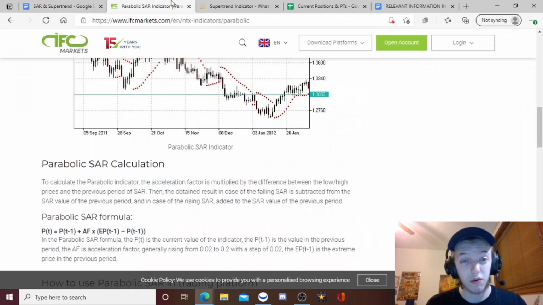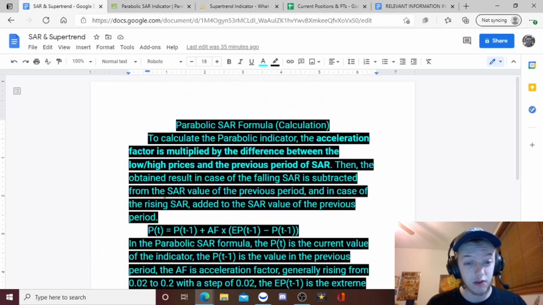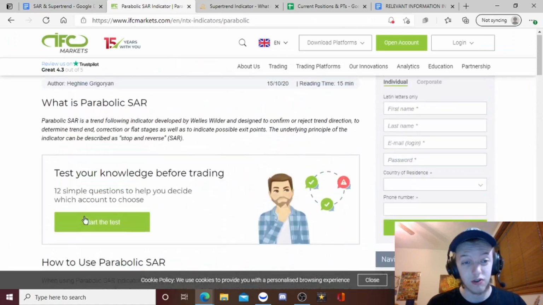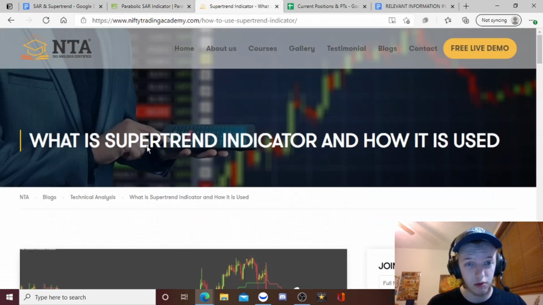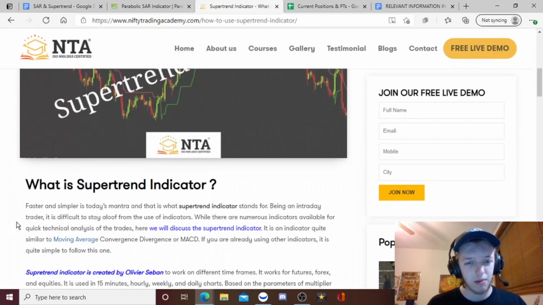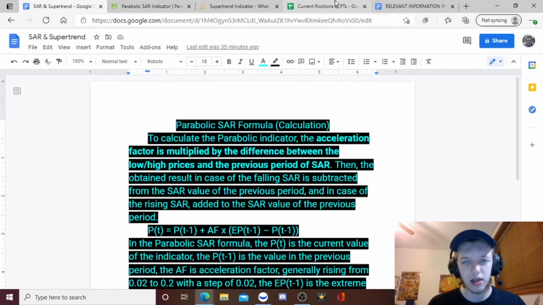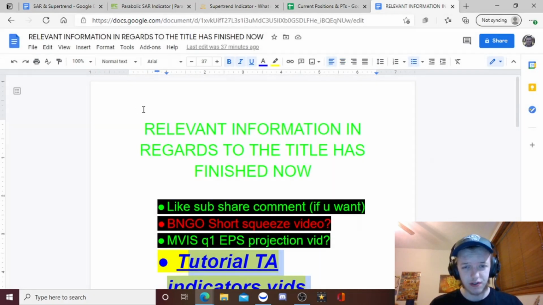Also, I will link the sources. And these are not just the sources for the calculations. These are also basic introductions for the indicators, right? If you're more of a visual learner, or you like text better than speaking and video, here you go. I'll link them in the description and in the pinned comment as well. This relevant information is done now.